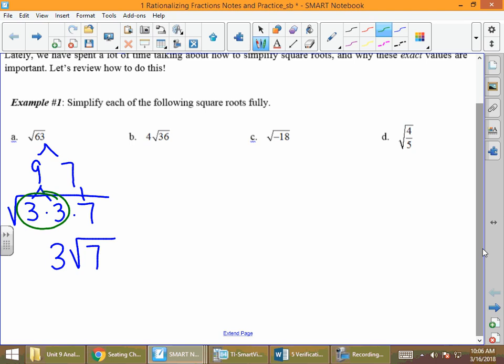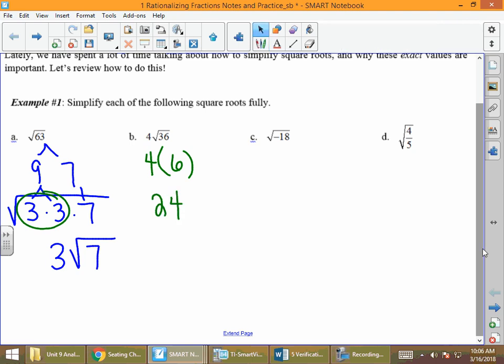And that's the same basic process for all of these. Although when we look at this second one, letter B, do we know what the square root of 36 is? And you probably do. It's 6. And because we can take the square root, we're not going to write a radical anymore, not a square root symbol. 36 is 6, and notice that I just wrote it as 4 times 6. And 4 times 6 is 24. So we're not always going to have a square root symbol in our answer.